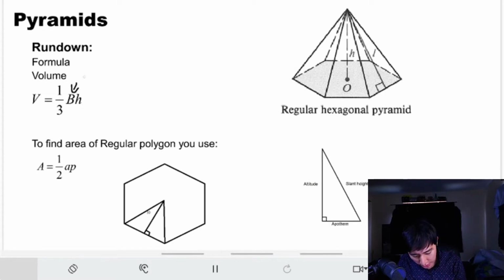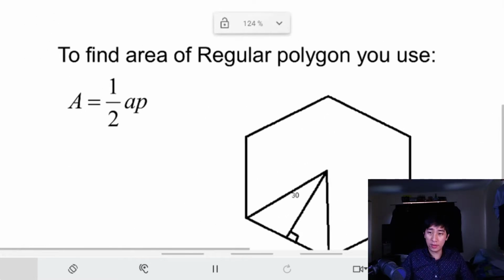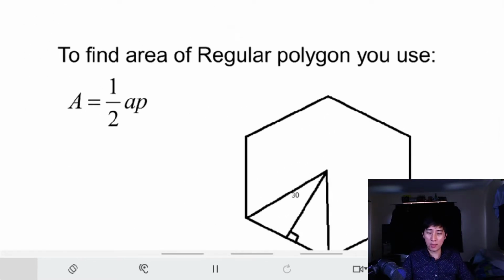Now again, this over here, this is the area of your base, and in this case, we're almost always doing regular bases, regular pyramids. So because of that, we're going to be using these regular polygons. So make sure you know how to find the area of your regular polygons. And again, the area of your regular polygon is 1/2 apothem times perimeter.